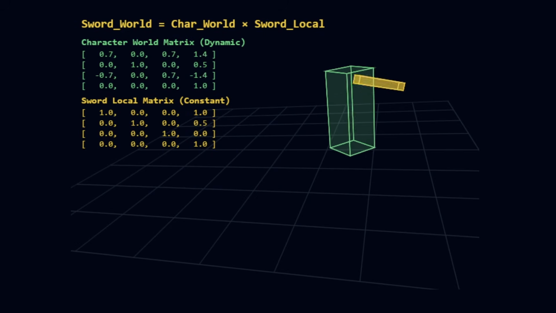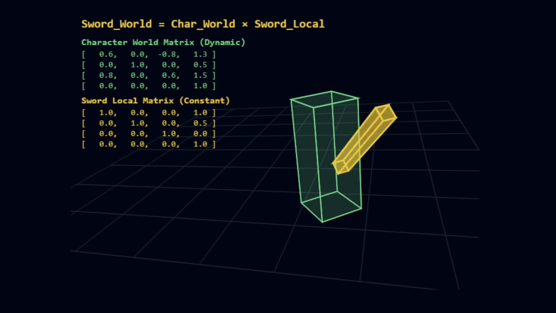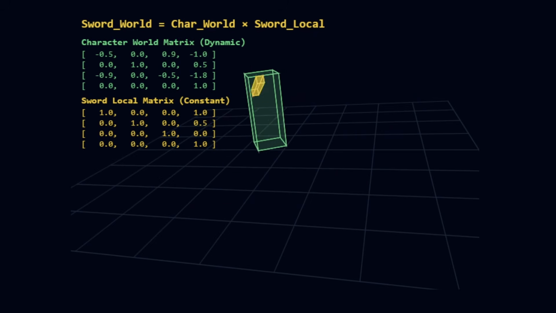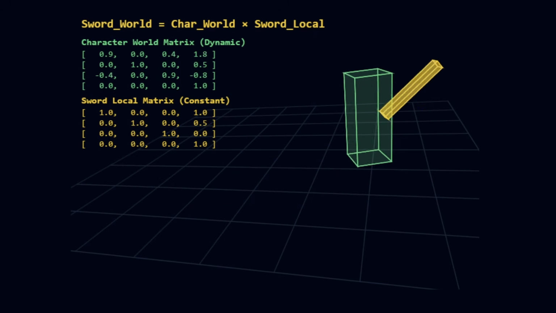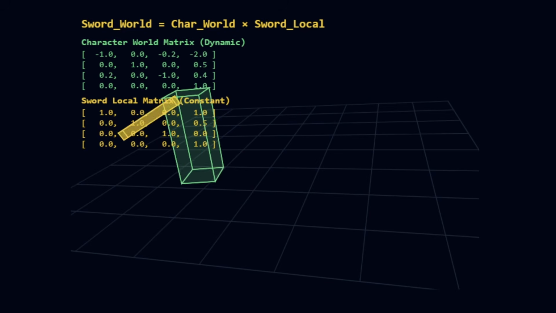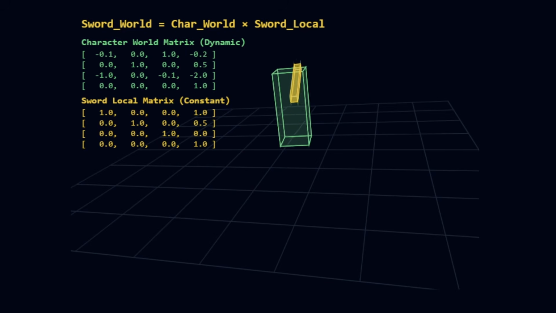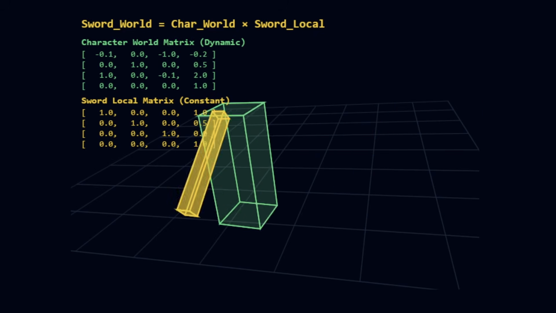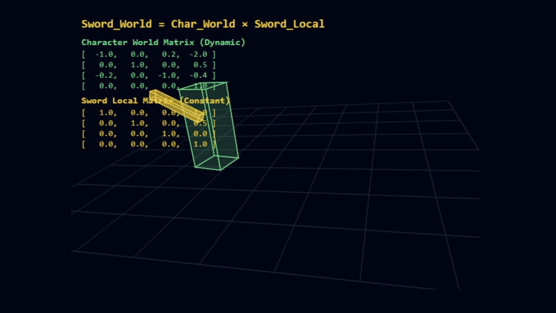right at the handle. But where is that sword in the massive overall game map? To figure that out, we use matrix multiplication. By multiplying the sword's local matrix by the character's world matrix, we chain them together. That single operation bakes both sets of transformations into one, instantly converting the sword's local coordinates into world space. That is exactly why when your character runs, swings, or falls, the sword stays perfectly glued to their hand.